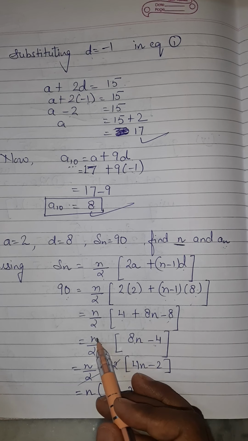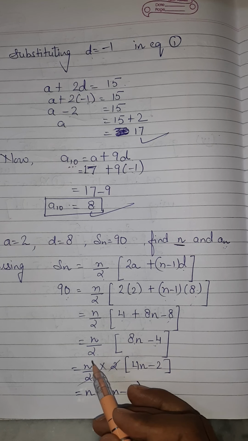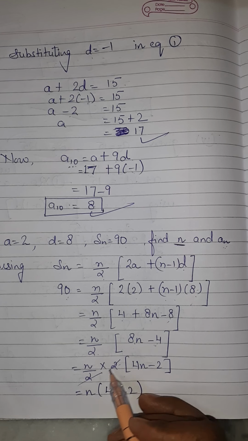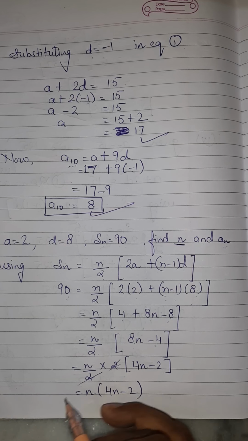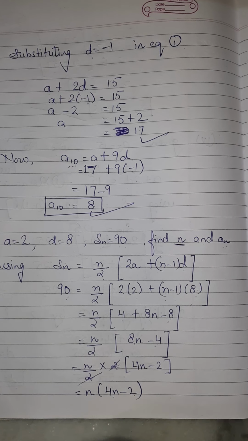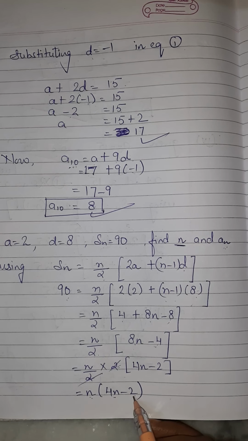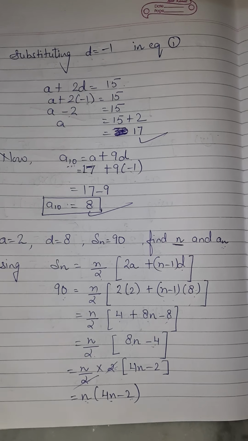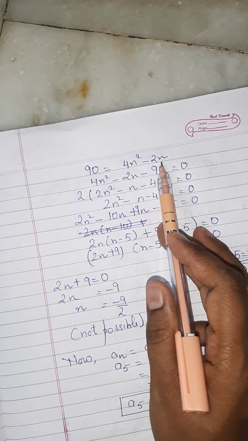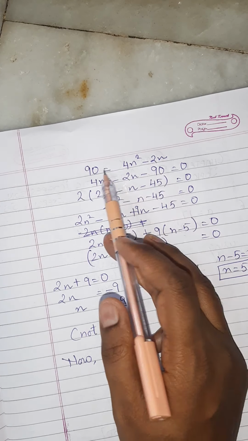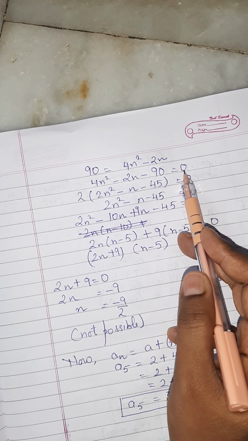8n, n upon 2. Now just see, 8n minus 4. We can take 2 common, and it will cancel, so at least we will get rid of this fraction. So 2 and 2 cancelled. What is left? 4n minus 2. Just multiply 4n into n. This is 4n square. n into 2, that is 2n. So now what do we have? 90 is equal to 4n square minus 2n. Shifting 90 to the other side, 4n square minus 2n minus 90 is 0.